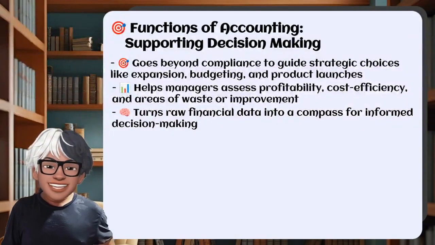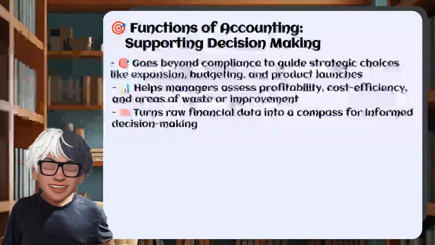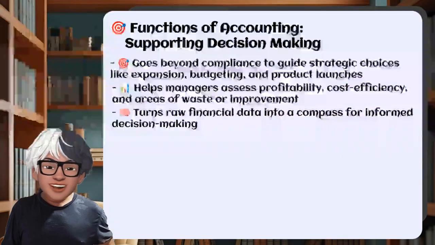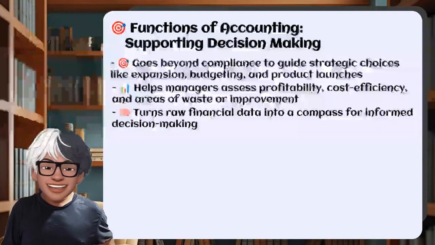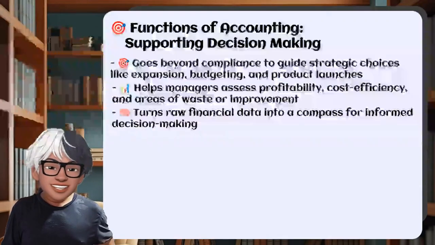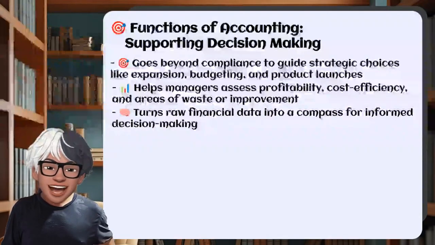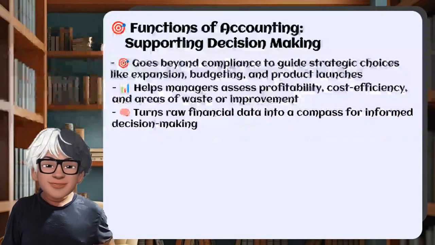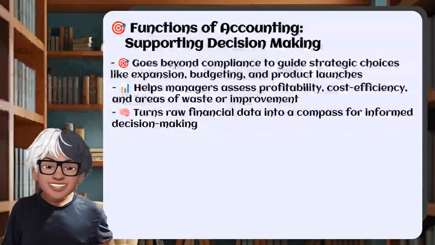Financial data becomes a navigational tool for identifying trends, projections, and strategic directions. Decisions made with data are more defensible, traceable, and aligned with company goals. Accounting transforms uncertainty into clarity by showing what outcomes are financially viable. This decision-making compass supports both day-to-day operations and long-term planning.